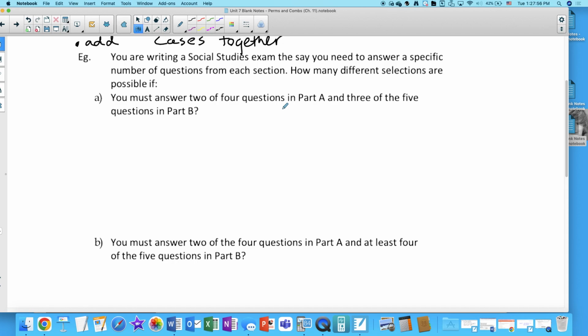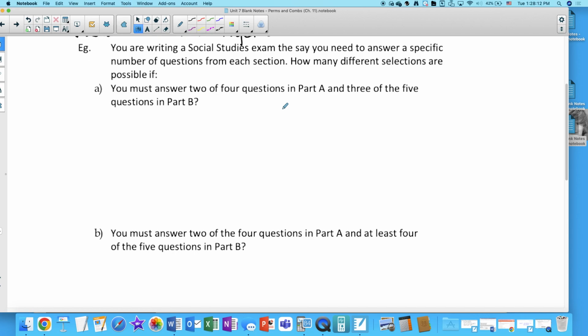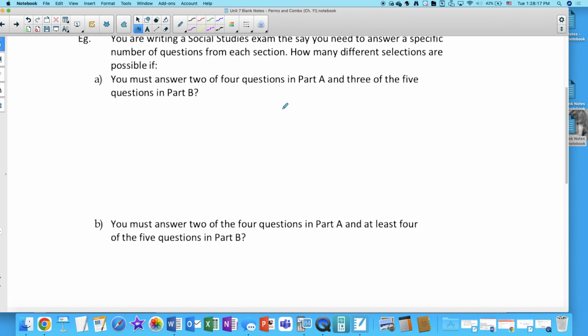Okay? Is this question a case scenario? No. Because you have to do 2 out of 4 and 3 out of 5. So this one is actually really similar to the debate question that we just did. You have to choose 2 out of 4 questions from part A. So that would be 4 choose 2. This is part A. And then times 5 choose 3 for part B.